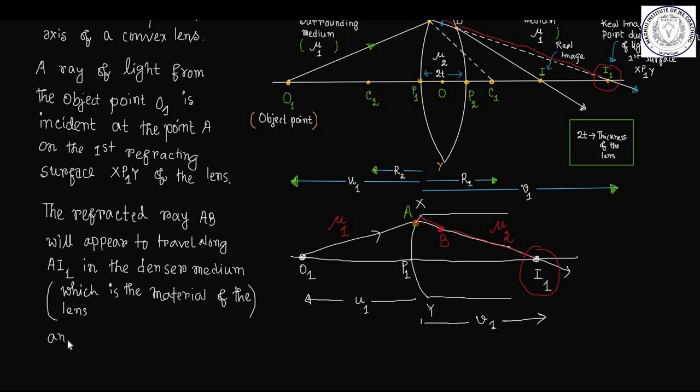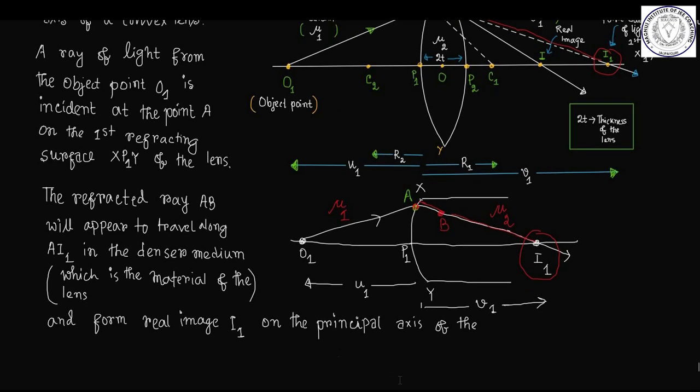The refracted ray AB will appear to travel along AI1 in the denser medium and forms a real image I1 at a distance V1 from the first refracting surface, on the principal axis in the denser medium of refractive index mu2, on the principal axis of the convex lens.